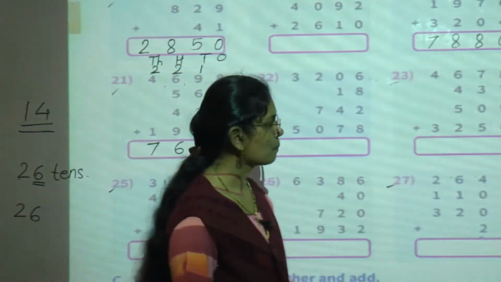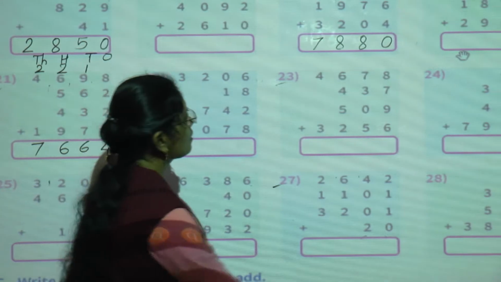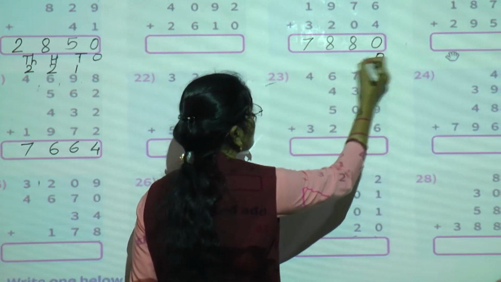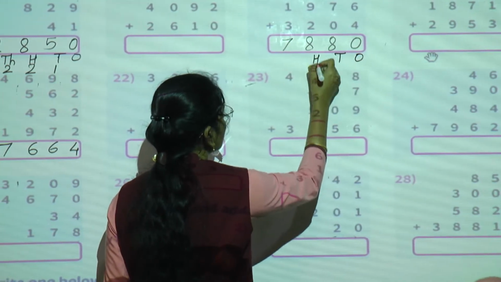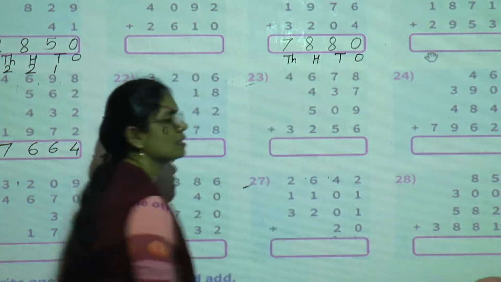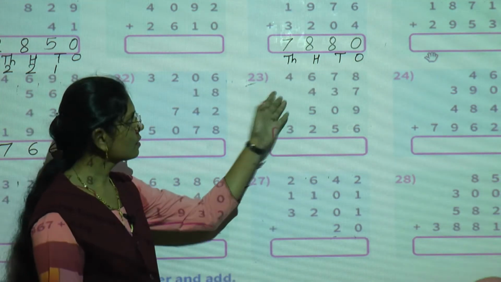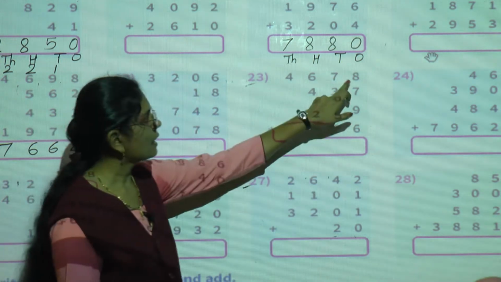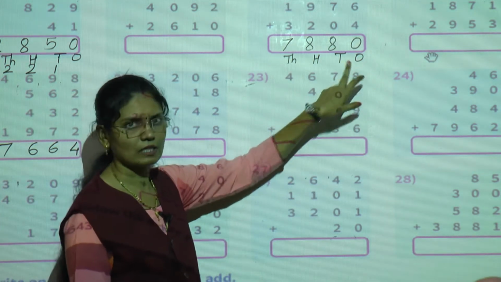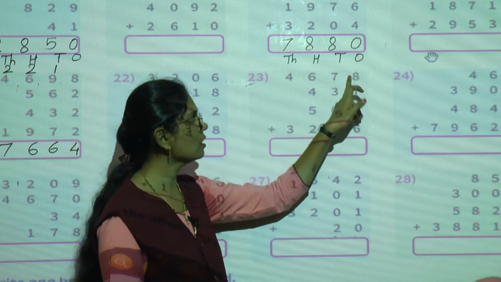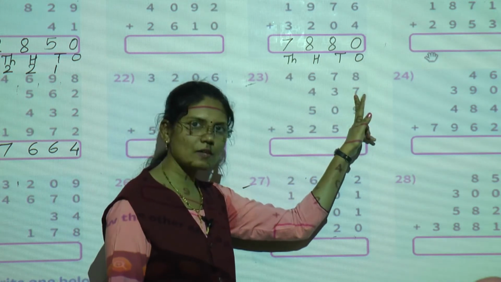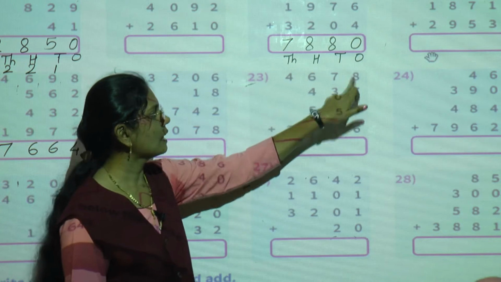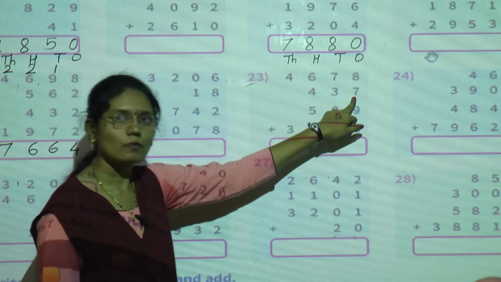Now see this example. Here first of all we will write their places. You also write in your textbook: ones, tens, hundreds and thousands. Now start from the ones place. 8 ones plus 7 ones. 8 plus 7, do the addition. After 8 count your 7 fingers and tell me the answer. 8 plus 7, yes, 15.